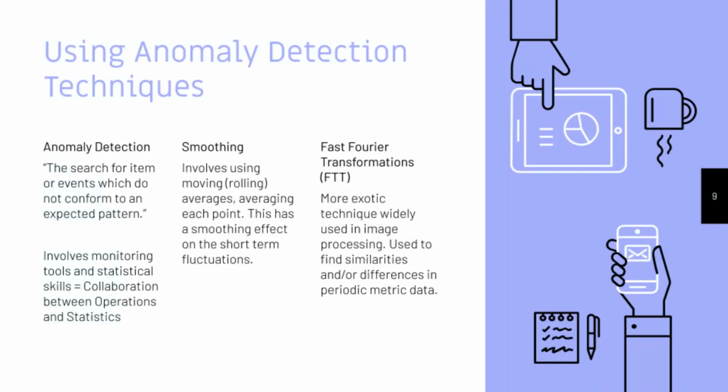Now let's take a look at an operational technique, fast Fourier transformations, or FFT. FFT is a more exotic technique widely used in image processing. It is used to find similarities and/or differences in periodic metric data.